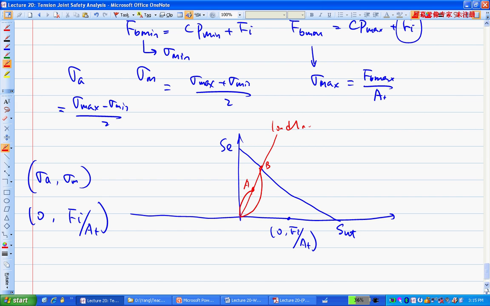But the problem here is, in that particular case, yes, we can start from 0, 0 for the state of stress. But for this bolt, it doesn't start here. It's actually starting here. So what you do is draw the load line like this, and the slope here you take as sigma A over sigma M. So if you have a state of stress over here, then the safety factor will be this distance divided by this distance.